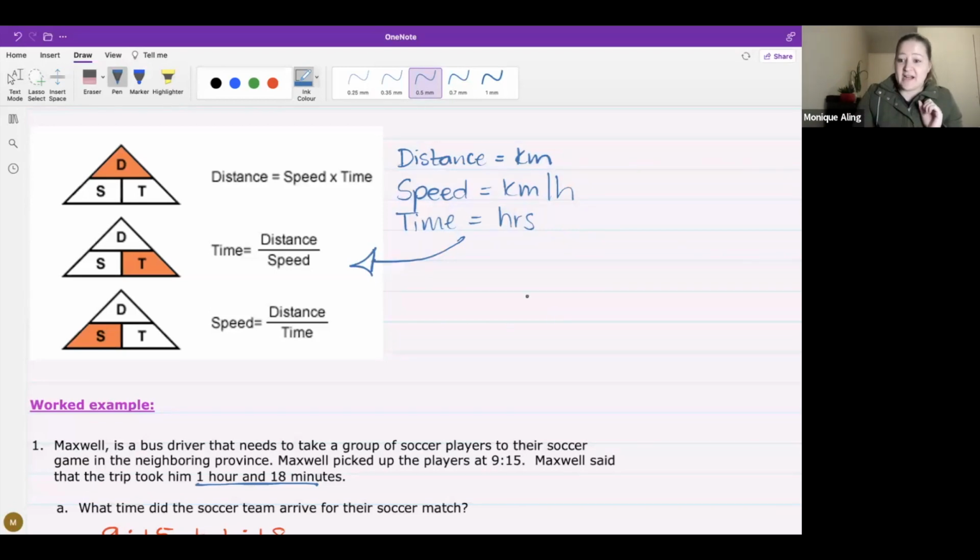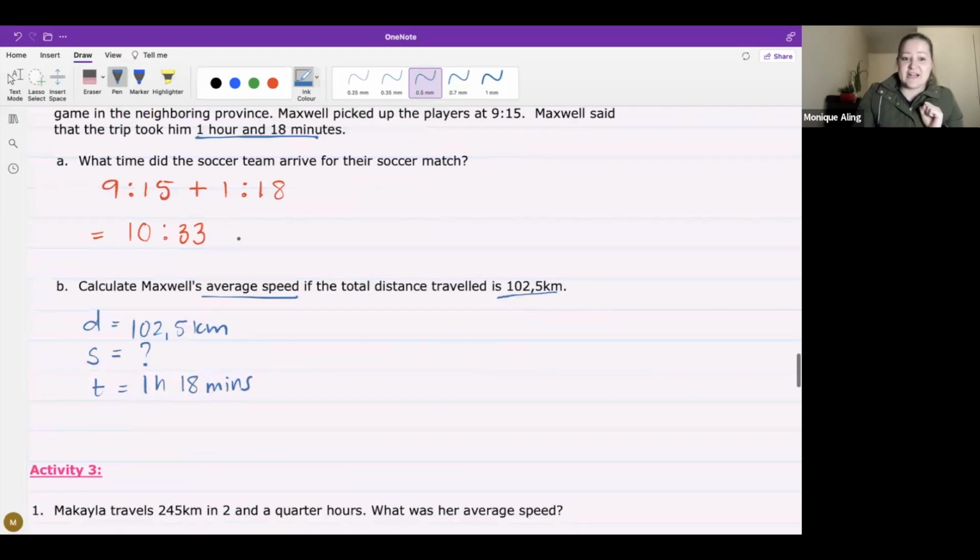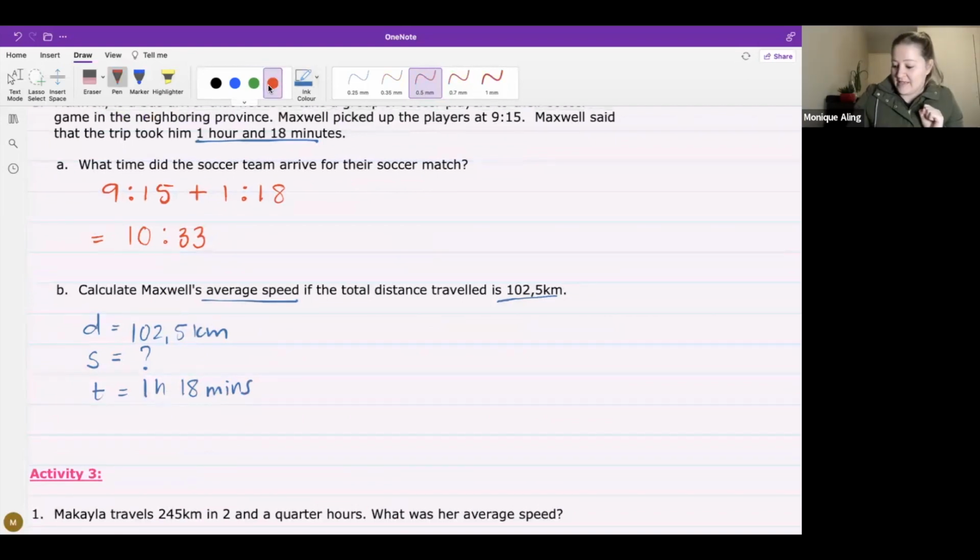Okay, so keeping that in mind, let's have a look. Can you see that our time needs to be converted to hours only? So I'm going to give you guys a minute to quickly work out what the time is in hours for me, please.